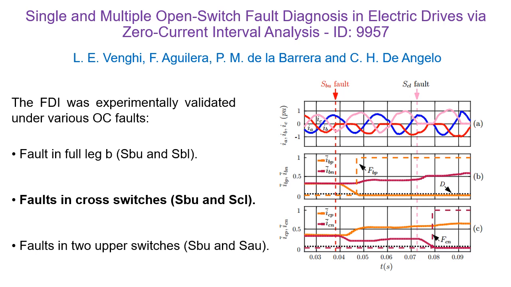The second fault is subsequently isolated at t equals 0.079 seconds, as shown in Figure C. For the analyzed operating point, each fault is isolated within half an electrical cycle, as shown in Figure A.